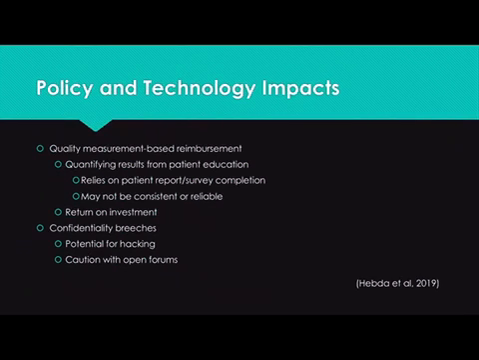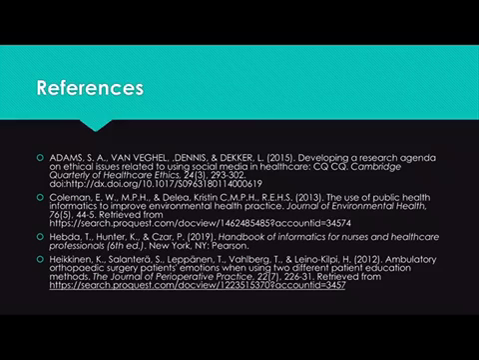And then confidentiality breaches could be, there's a potential for hacking because you're going from a safe portal or website and then linking them to forums and social media. So that there's a potential for a break there. And then cautions with open forums releasing too much information on patient needs.